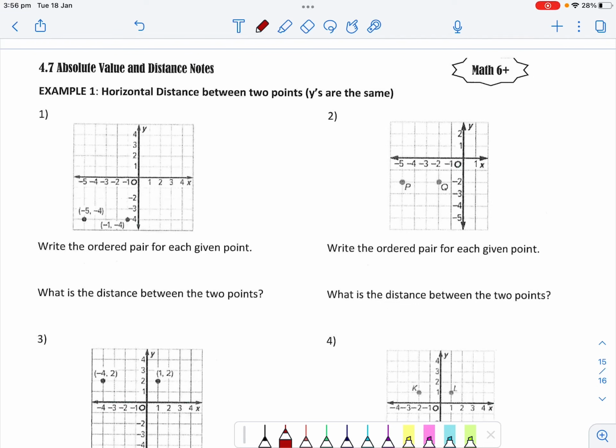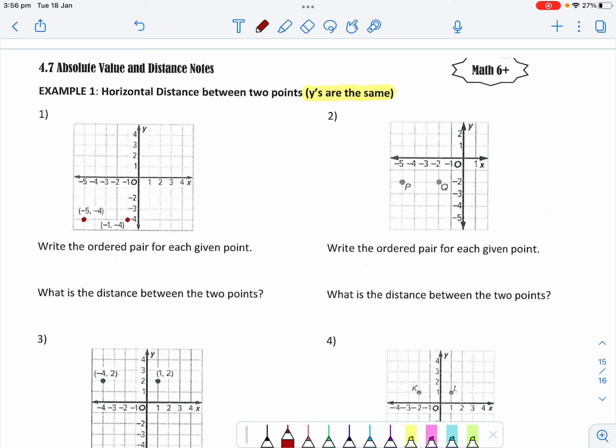Hey everyone, today we're going to be talking about distance between points in the coordinate plane. We're going to talk about horizontal distance and vertical distance. For horizontal distance, the y coordinates are going to be the same, so the points are going to be left to right. We're going to talk about when they're on the same side of the axis and opposite sides of the axis. So in these first two, they are on the same side.